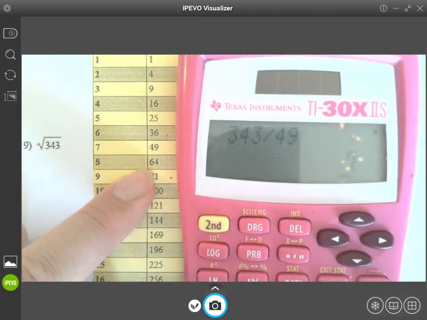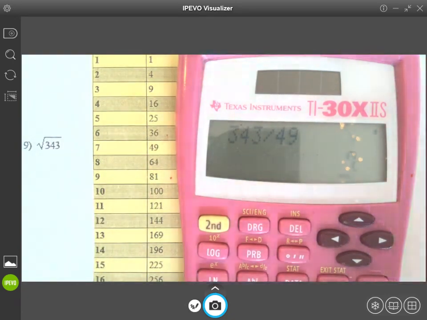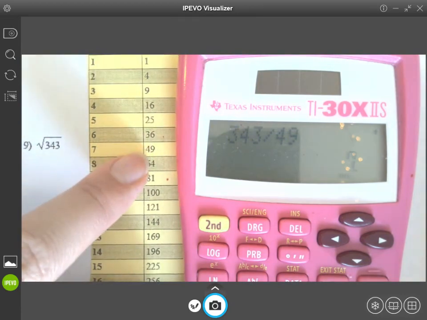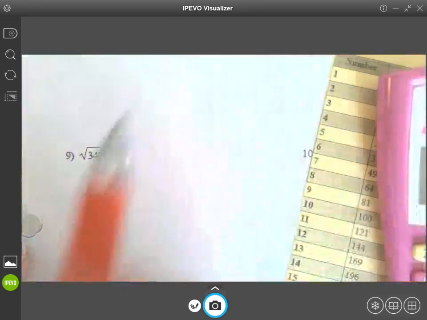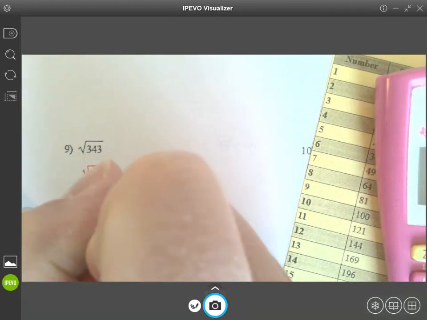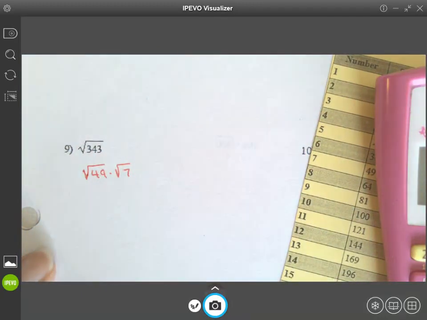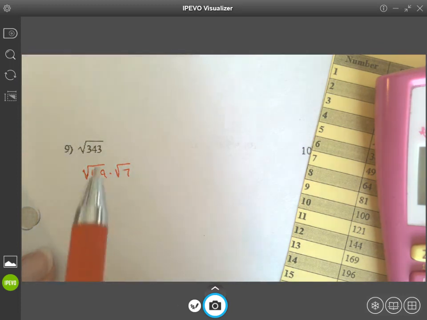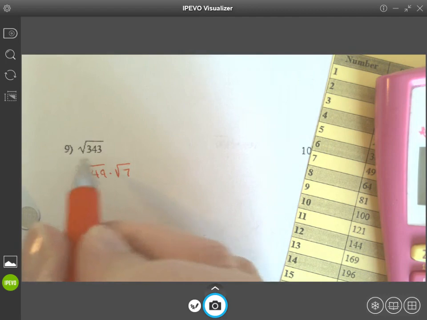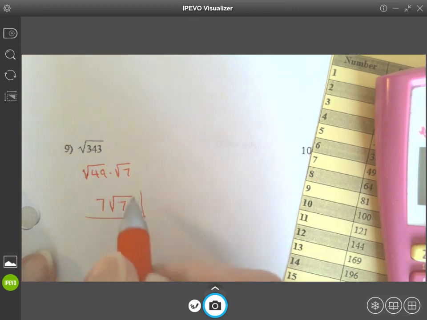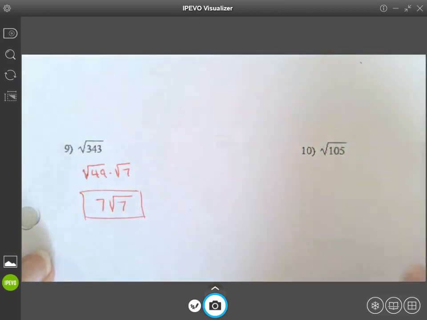All right. So 49. So it takes a little patience. Now, you might start down here and work your way up, but you have to make sure you found the biggest one. All right. The perfect square is 49. And what's left over? 7. Factors are 49 and 7. There's other factors of 343, but I only care about the 49. What's the square root of 49? 7. Keep the square root of 7. All right, let's look at number 10.